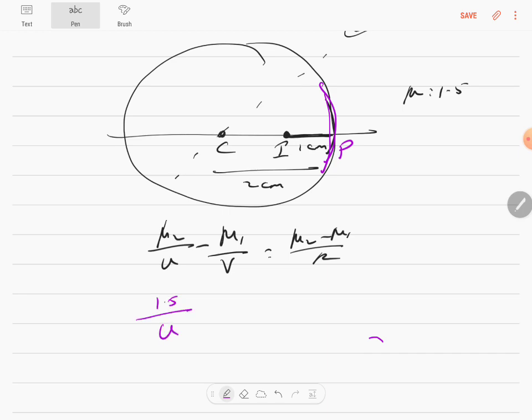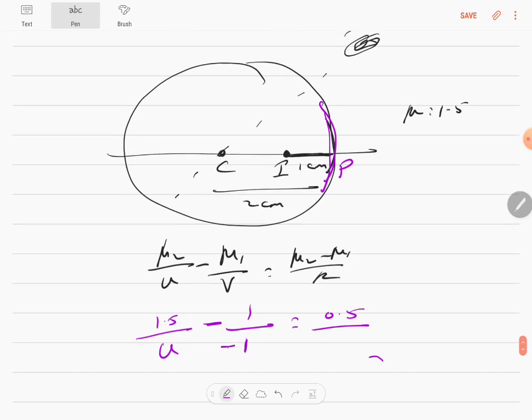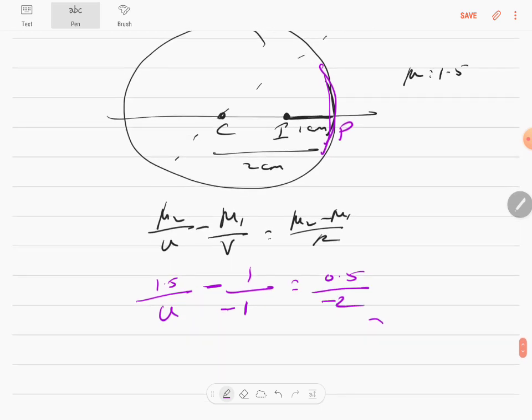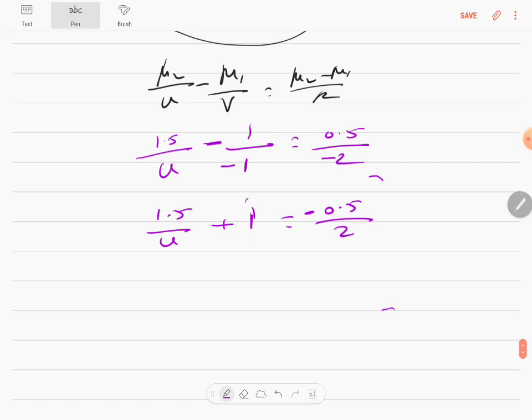I don't know u, so I can't substitute it yet. Minus mu1 by v. From the pole, the distance is 1 centimeter, so can I take it as 1? v happens to be minus 1 because it is on the left side. So minus 1 is equal to (mu2 minus mu1), which is 0.5, by r, which is again to the left side of the pole, so minus 2. So I want to find u: 1.5 by u plus 1 is equal to 0.5 by 2 with a negative sign, so I can take this to the other side.